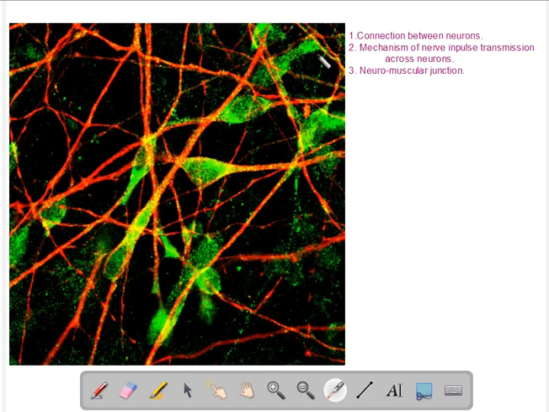In this session, we'll learn three things about neurons. How are neurons connected to each other? How is the electric impulse or the nerve impulse transmitted from one neuron to the other neuron, or from the neuron to an effector cell? The effector cell is usually a muscle fiber or a muscle cell. And the third thing that we'll understand in this particular session is what is a neuromuscular junction.